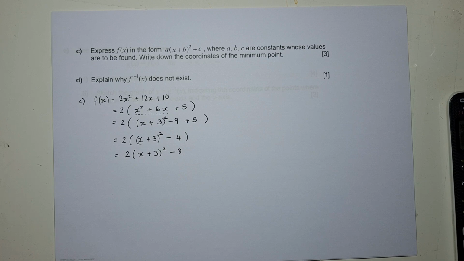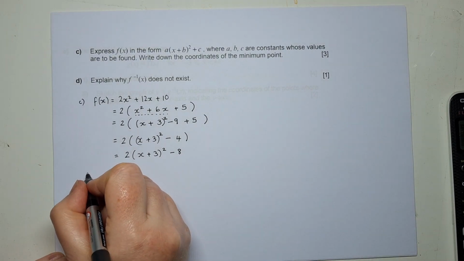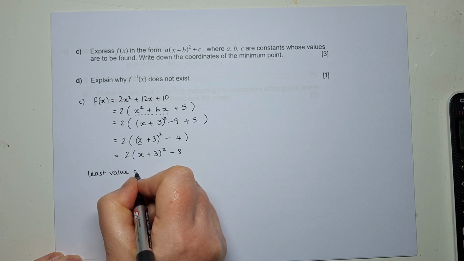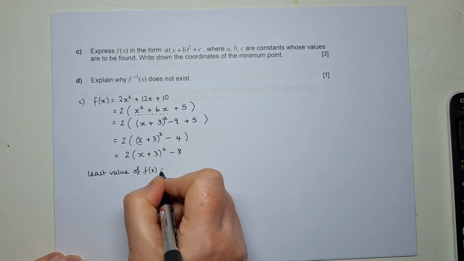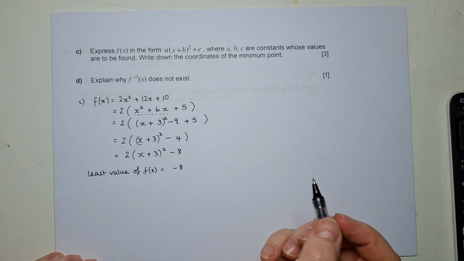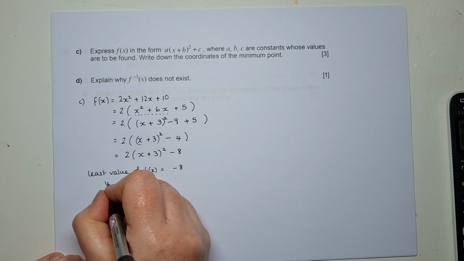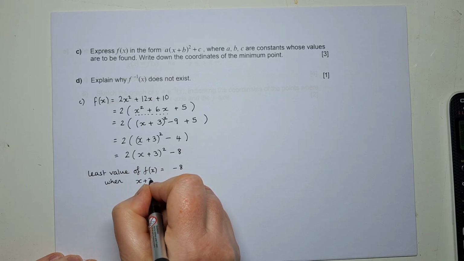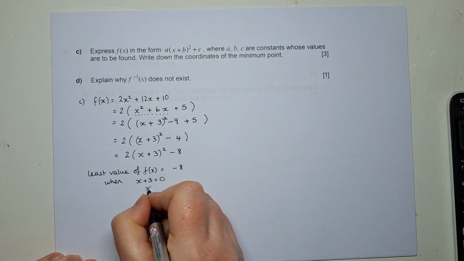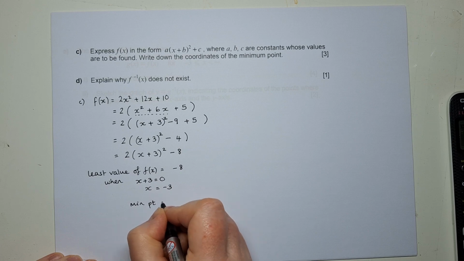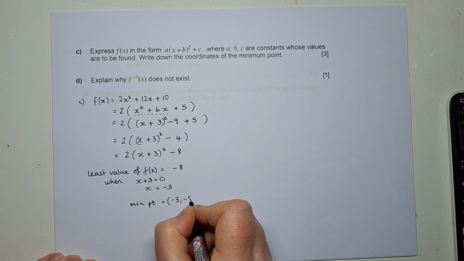Okay, the coordinates of the minimum point, okay, we can say that the least value of f of x, that's going to be this end number, whatever it is, and here we've got minus 8. Okay, and that happens when the inside of the bracket is 0. Okay, so that would happen when x is negative 3. So our minimum point is negative 3, negative 8.